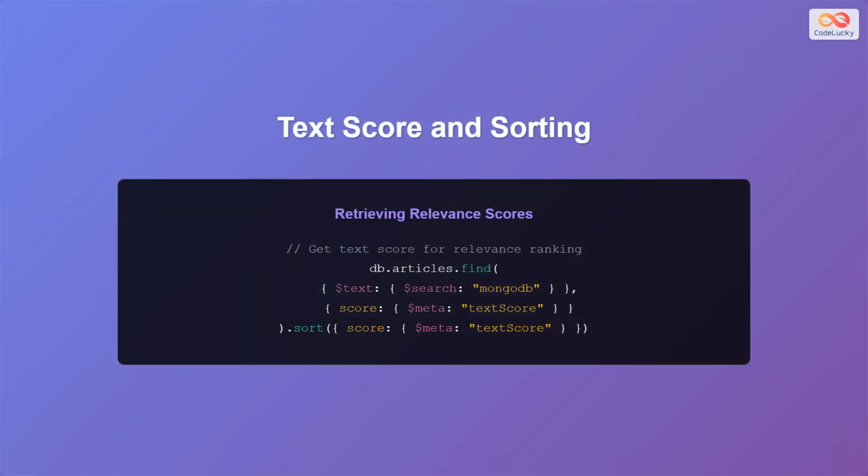MongoDB can calculate a text score for each document to rank its relevance to the search query. To retrieve these relevance scores, use the following command, db.articles.find, include the $text operator for MongoDB, and then specify a projection with score set to $meta, text score. To sort the results by relevance, chain the sort method, sorting by score with $meta, text score.